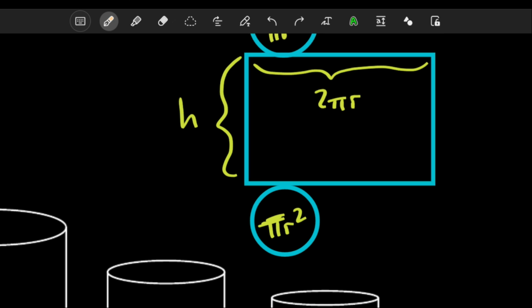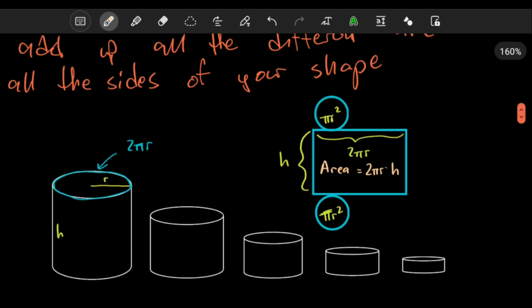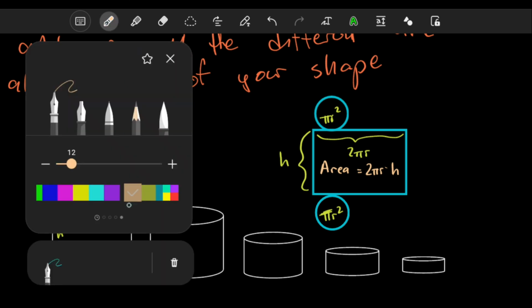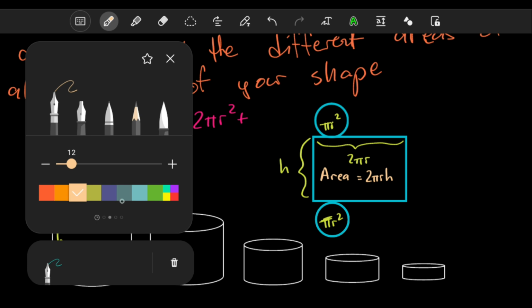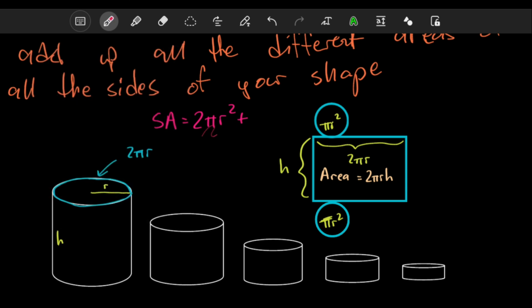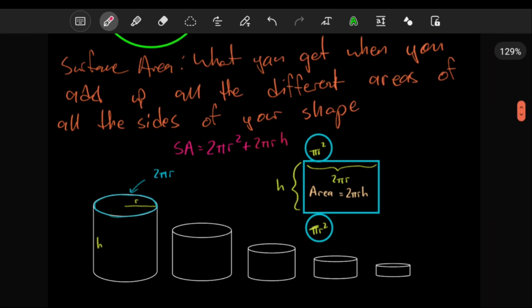Surface area is just the area of the rectangle plus the two circles put together. So your surface area for your shape would be the area of these two circles, one circle plus another circle. So you have 2 pi r squared, because it's pi r squared plus pi r squared. You have two of them. We said it's going to be the area of the two circles plus this rectangle, which is just 2 pi rh. Nothing crazy, nothing fancy, you don't have to worry about anything else. That would be the surface area of your cylinder.